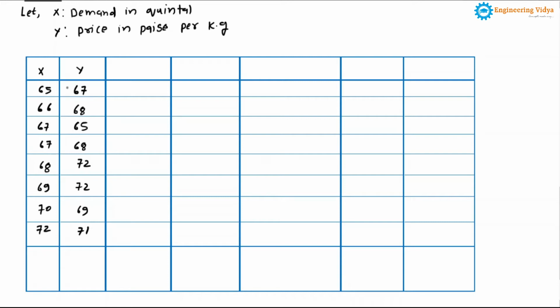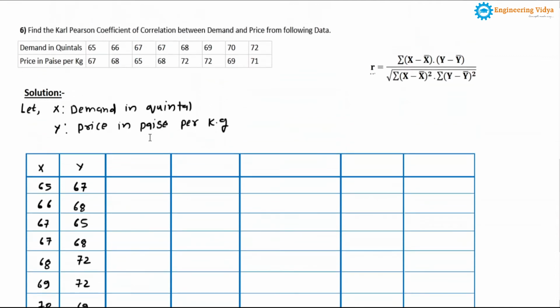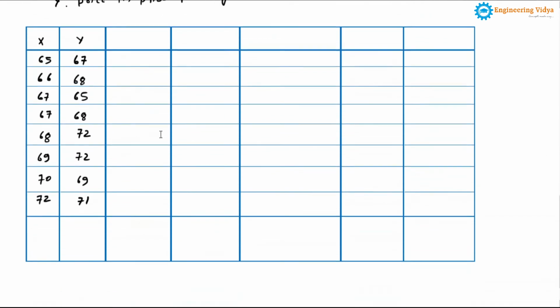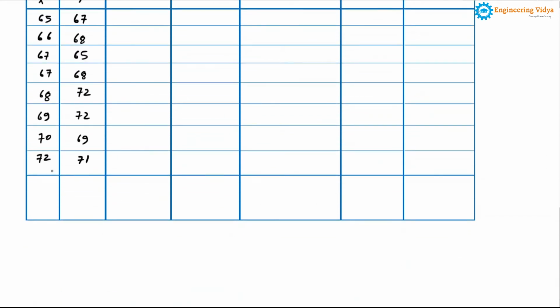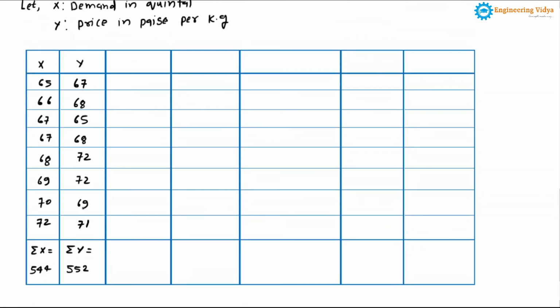According to the formula, we need to find x minus x bar, so first I'm going to calculate the values of x bar and y bar. From x we find the summation of x, and from y the summation of y. If we add all the values of x and all the values of y, we'll get 544 and 552. I hope you understood this.